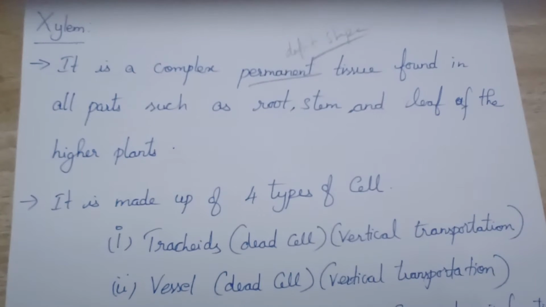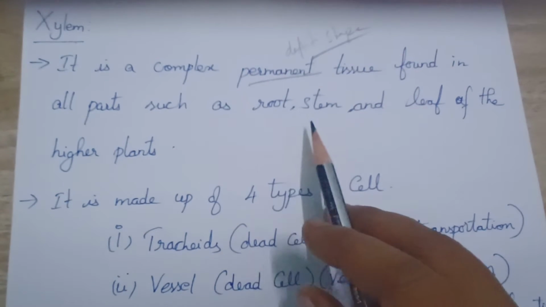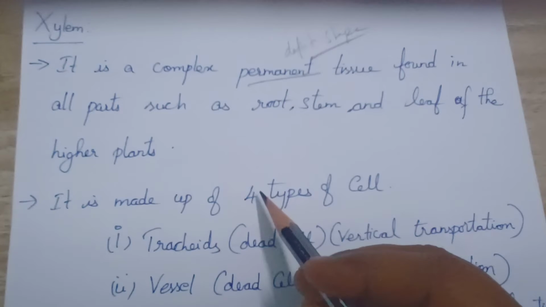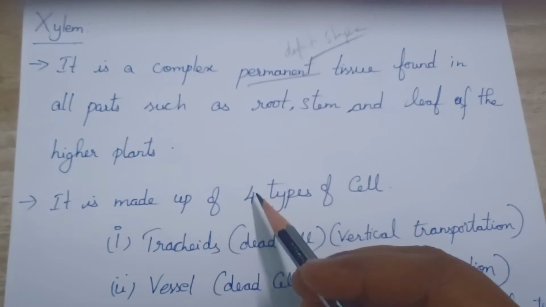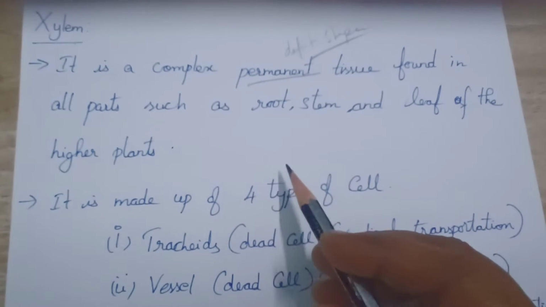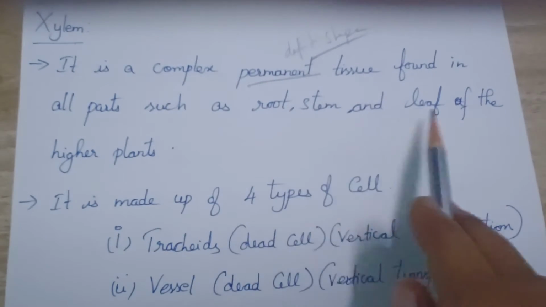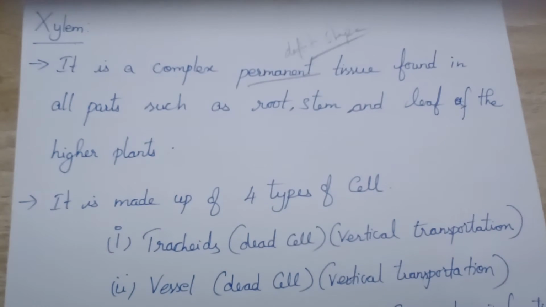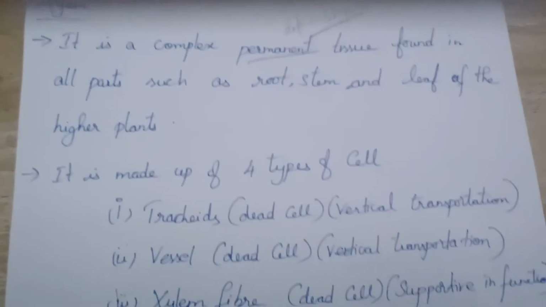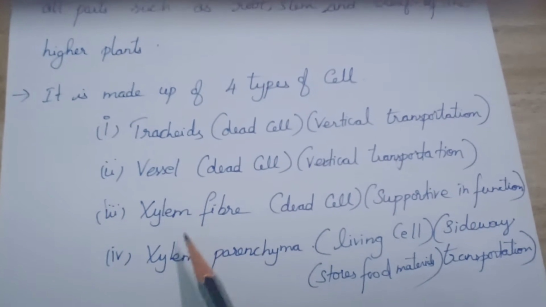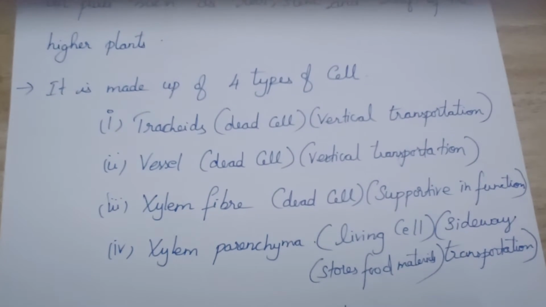And it is meant only for one particular function. So it's going to perform only one particular function. But it is very complex because it is made up of 4 different cells. It is a complex permanent tissue found in all parts, such as root, stem and leaf of the higher plants. It is made up of 4 types of cells, that is your tracheids, vessels, xylem fiber and xylem parenchyma. I said already it is a permanent tissue, and so it has a definite shape.